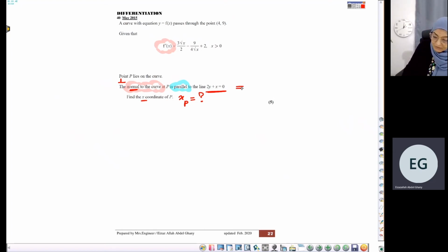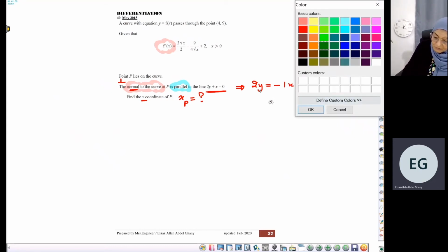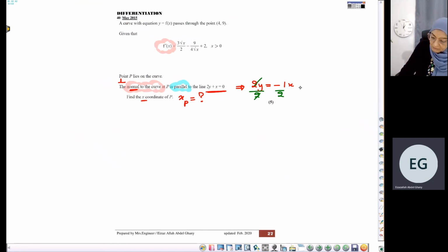Put it in the form, this line will be 2y is equal to -1x, and then divide both sides by 2. So this line, we put it in the form y equals mx only. There is no c. No problem. What do I need from this line? I just need to extract its gradient. Y equals mx, the gradient is the coefficient of x. So this line, its gradient is -1/2.